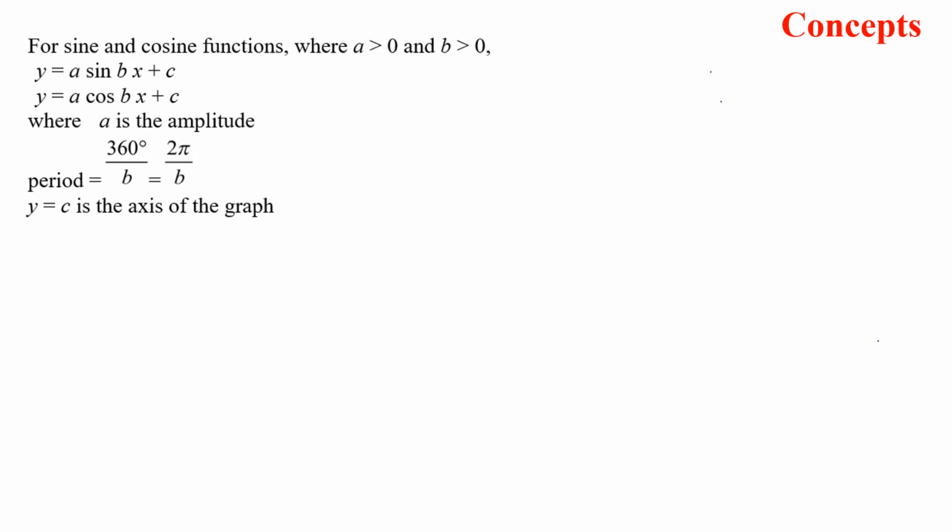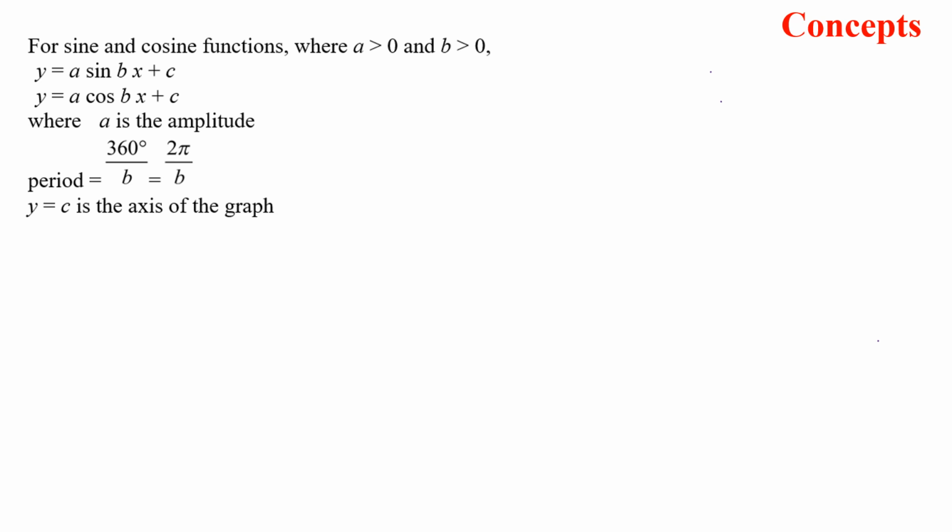For any sine and cosine functions, we can express it in the form y equals a sin(bx) plus c, or y equals a cos(bx) plus c. Here we're saying that the values of a and b must be more than 0, where a is the amplitude. That's why a has to be more than 0, because the amplitude is basically the height of the curve, and it's a positive value.